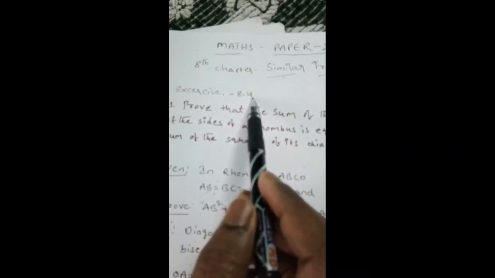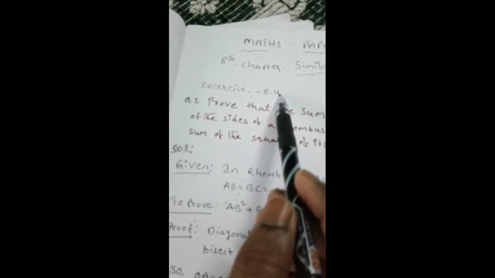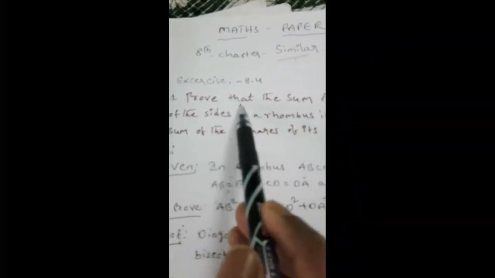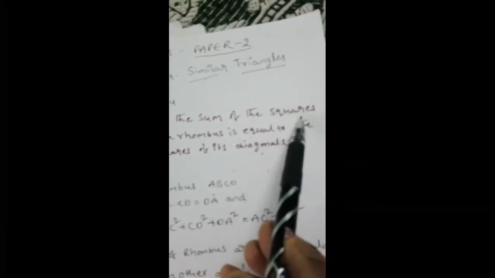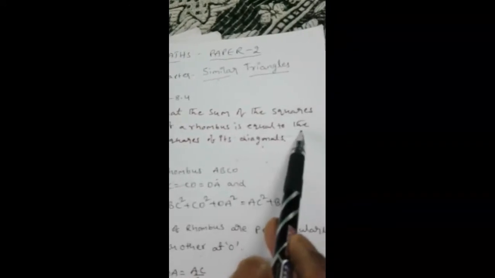Just listen to the statement. Pythagoras theorem: in a right angle triangle, hypotenuse square equals base square plus height square. Now we discuss exercise 8.4. First, see the first problem: prove that the sum of the squares of the sides of a rhombus is equal to the sum of the squares of its diagonals.